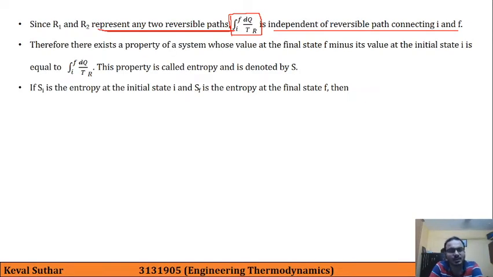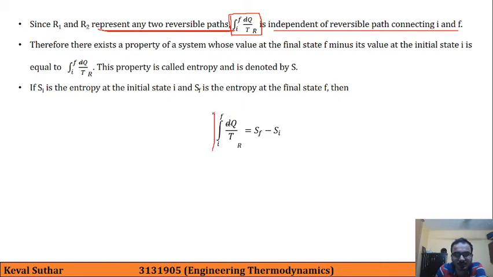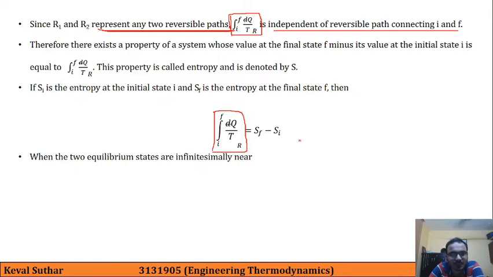So if Si is the property at initial state I and Sf is entropy at the final state F, then we can write down that this integral term is equal to the difference of property entropy, that is Sf minus Si. So here, when two equilibrium states are infinitesimally near, then we can directly remove this integral term and put a differential on the entropy side, that is d cut q reversible divided by T is equal to ds.